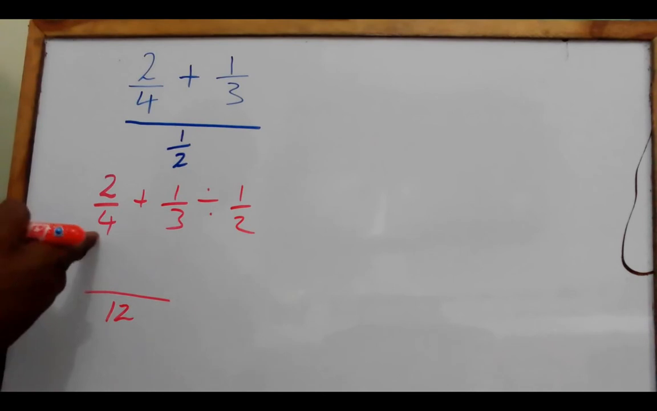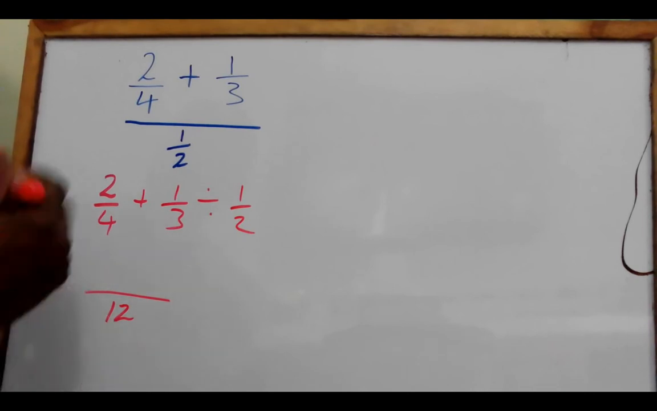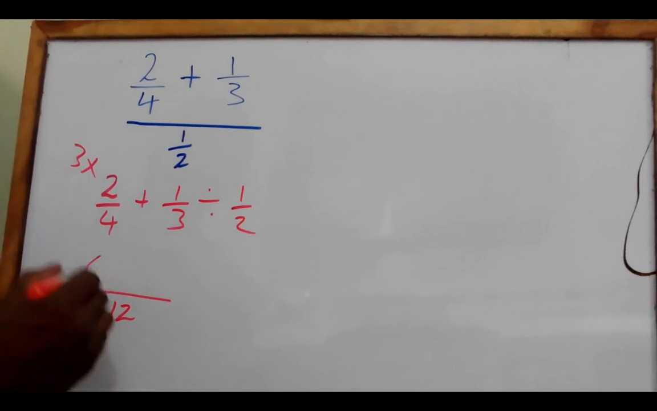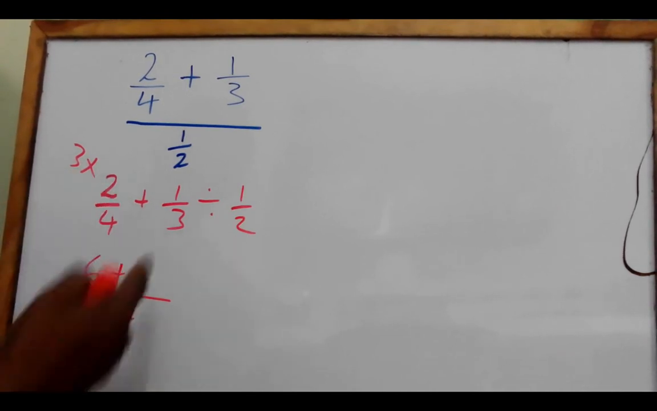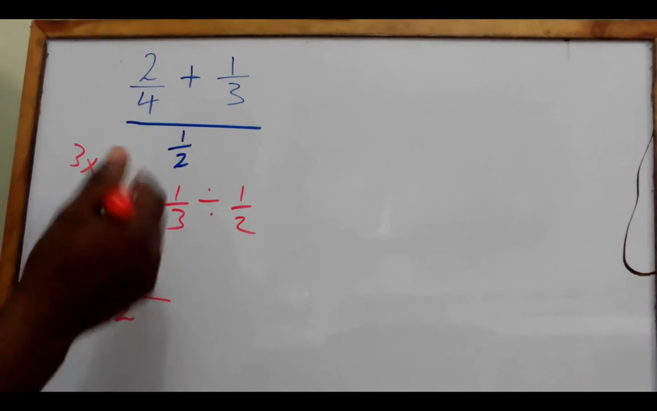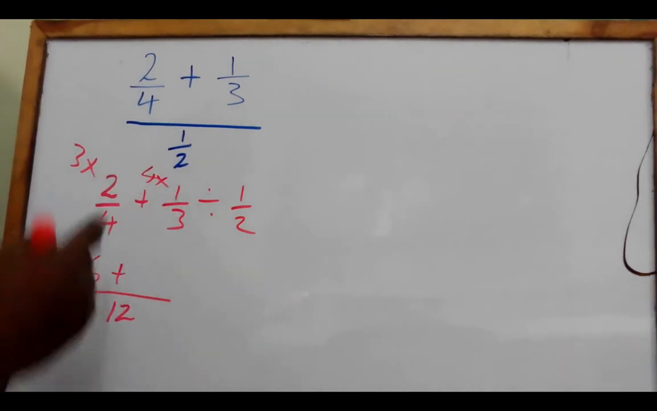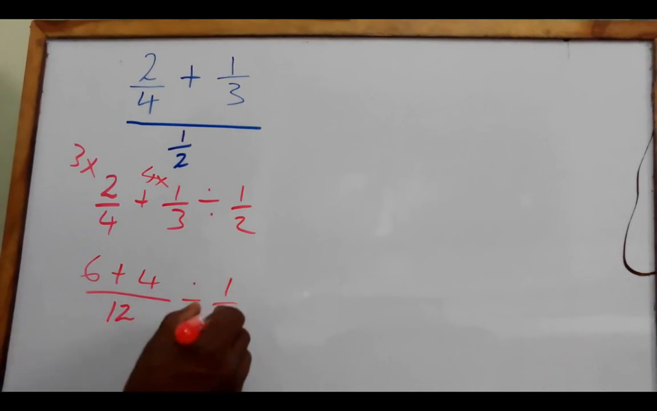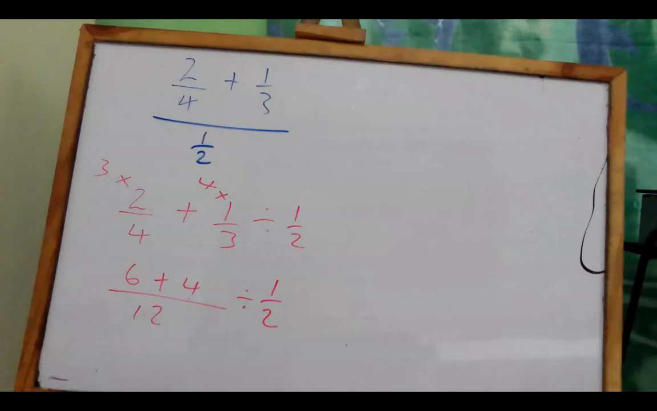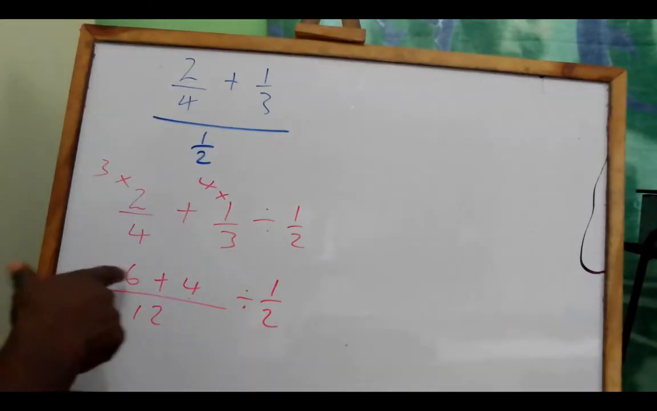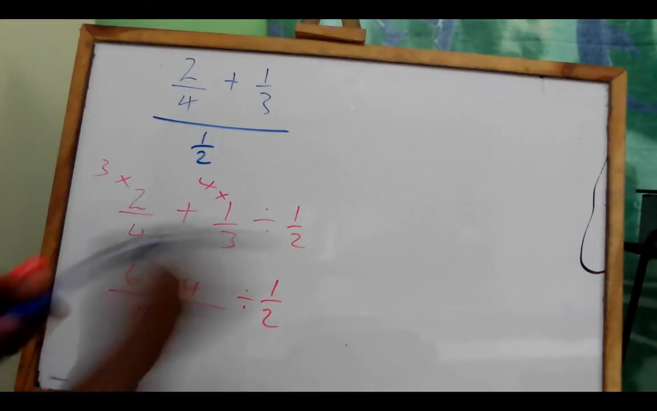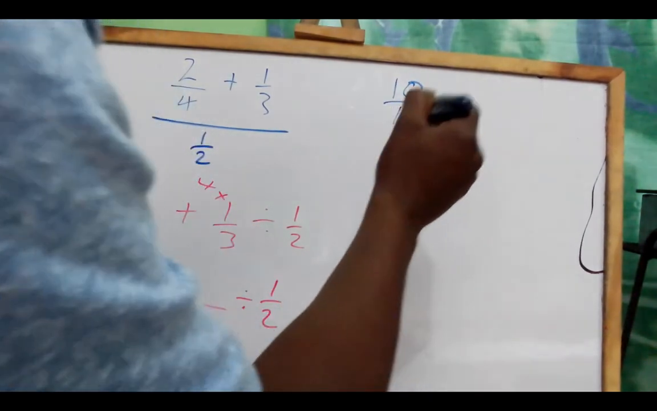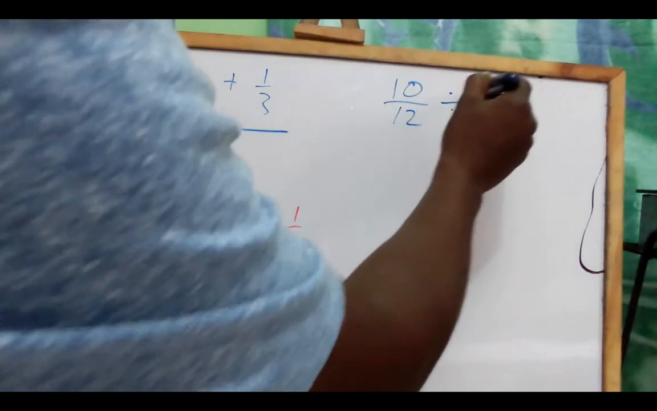So now 4 into 12 goes 3 times. So 3 times 2 is 6 plus 3 into 12 goes 4 times. So 4 ones is 4, divided by half, which is the same thing. So now 6 plus 4 is 10. So we're going to write 10 over 12 divided by half.